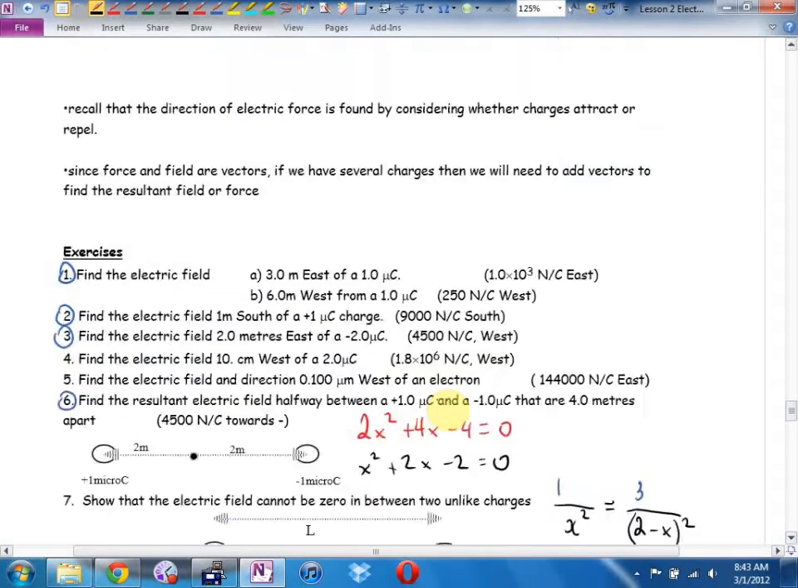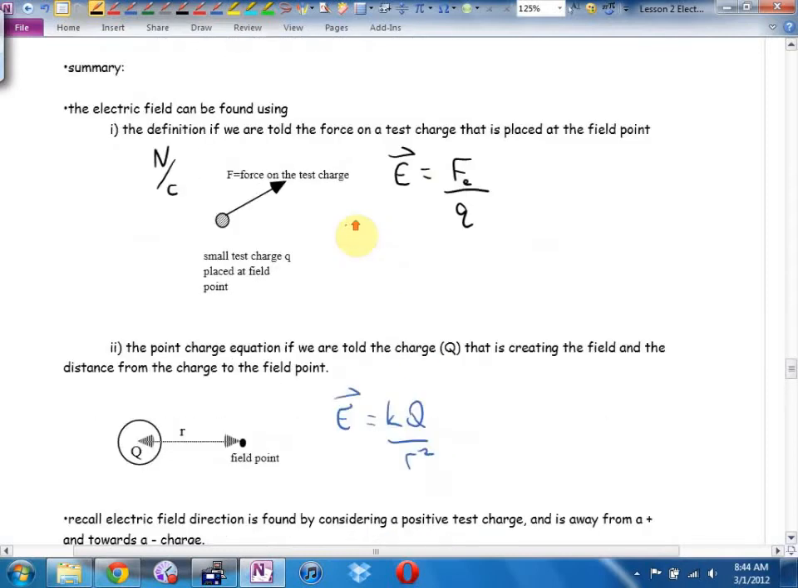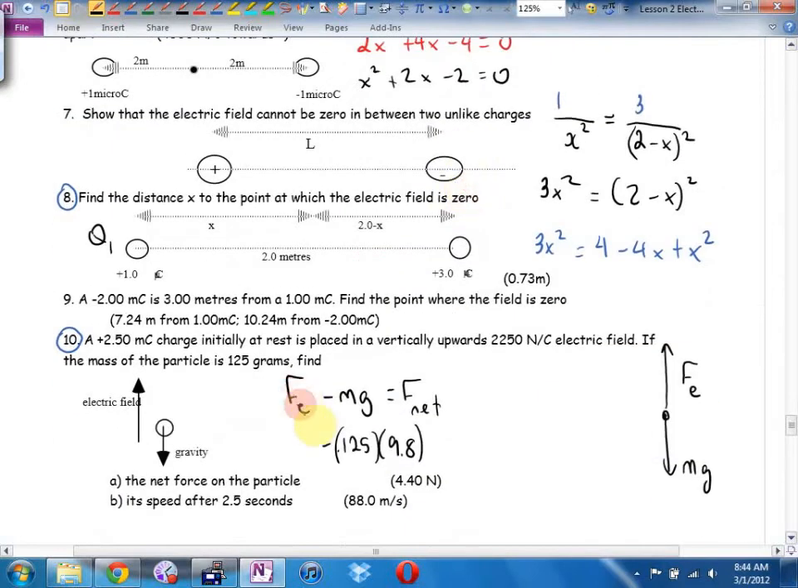But we said at the end of the last lesson, you know what? There is another way to find the force. If you know the charge at that location and the electric field at that location, QE is also force. It came out of rewriting this one, getting that force by itself. So I think it's going to be QE.